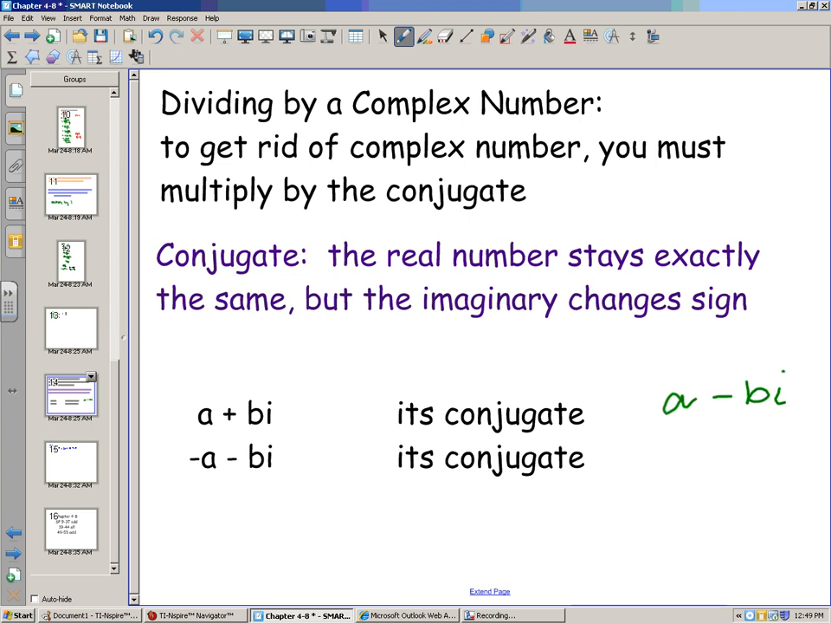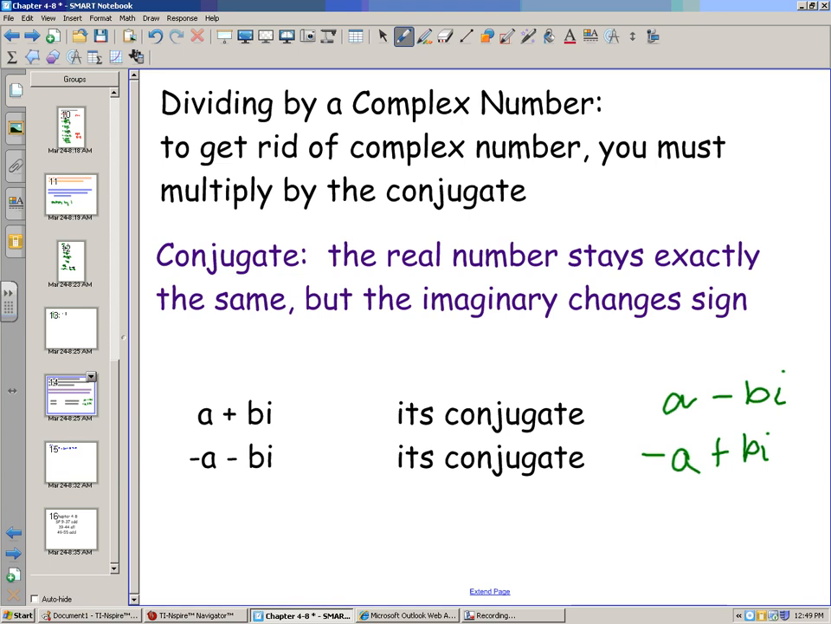What is the conjugate of negative a minus bi? Negative a stays the same. And instead of minus bi, it turns into plus bi. Do we see that, yes or no? That's what a conjugate is. The real number stays exactly the same, and the bi, imaginary number, is the one that changes. Do we get that, yes or no?